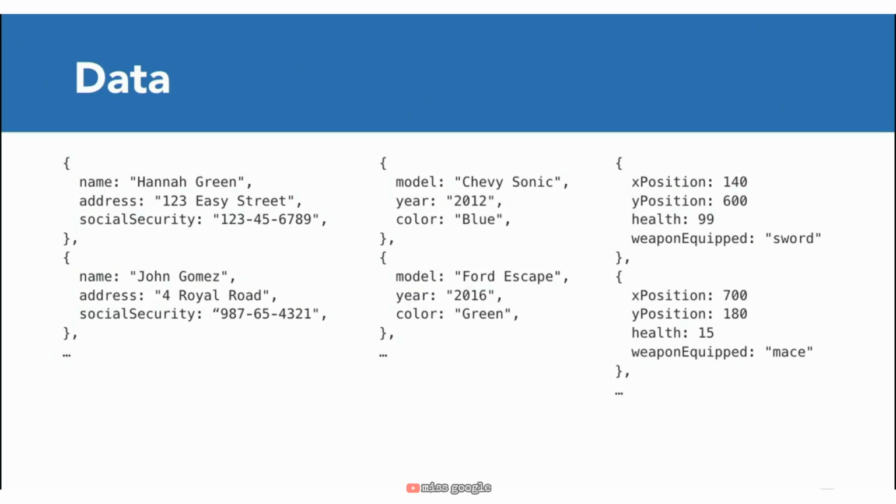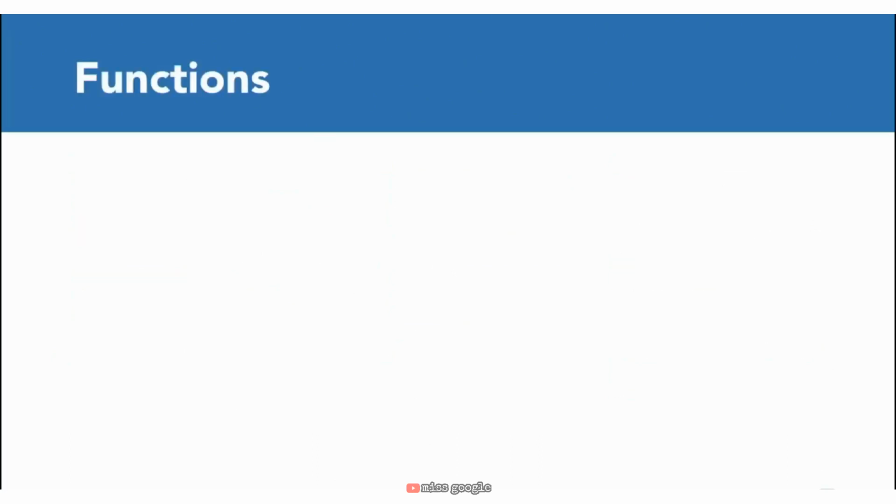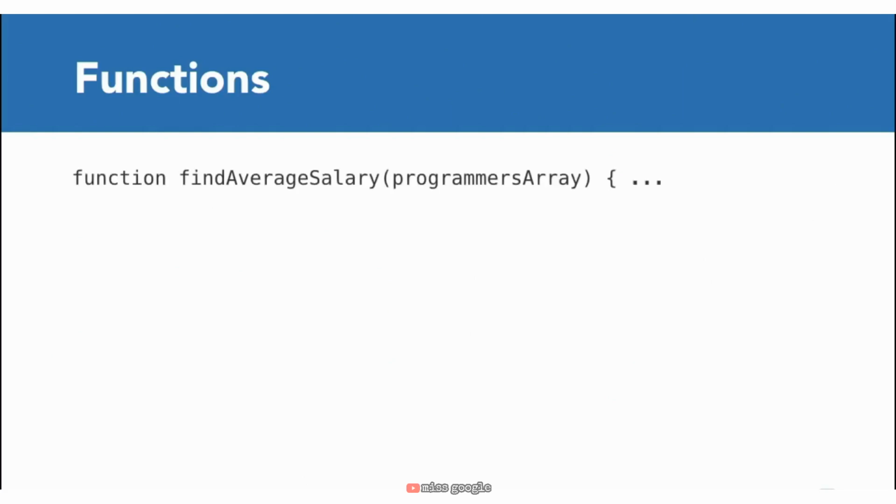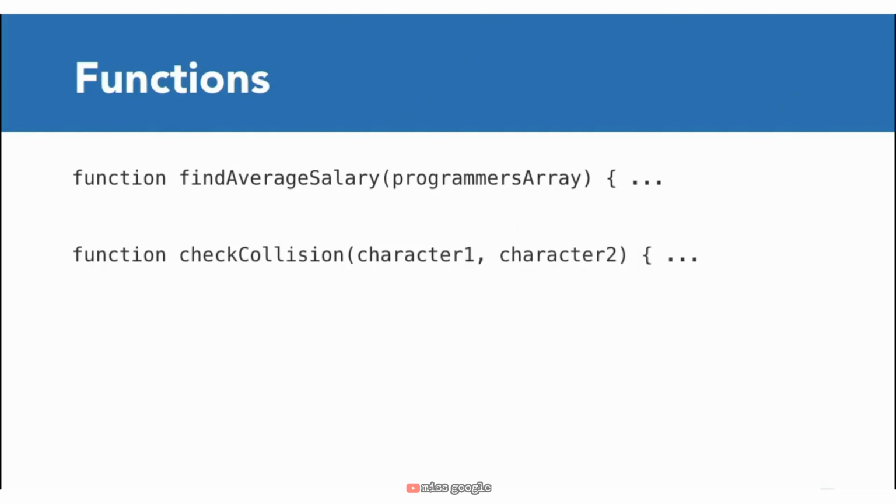In object-oriented programming, this data is usually wrapped up inside objects as member variables, and the only way we can access it is using an object's methods. In functional programming, on the other hand, this data is represented by simple arrays and hashes, or in this case, JavaScript objects. And a function is any operation that we can apply to our data to convert it into useful information. For example, if we want to find the average salary of programmers at our company, find all the cars on our website that were made after a certain year, or find if two characters are colliding in our video game.